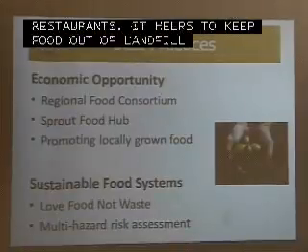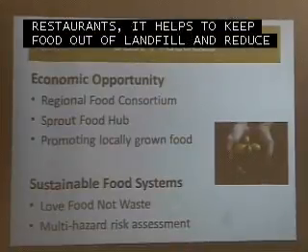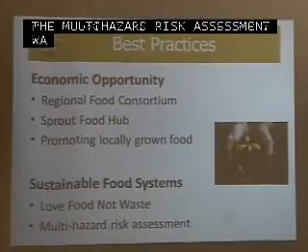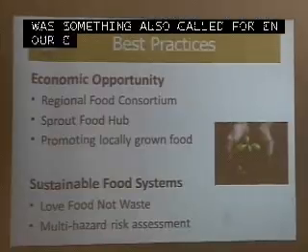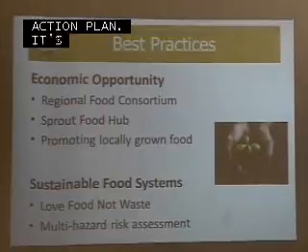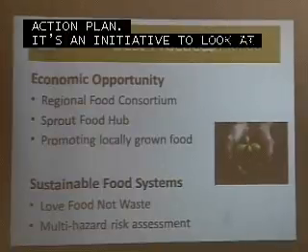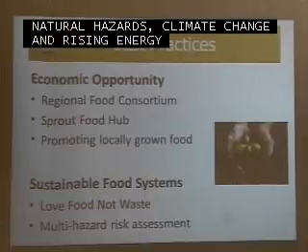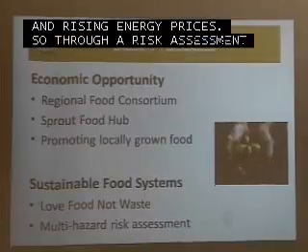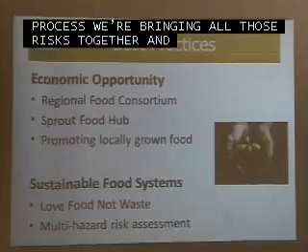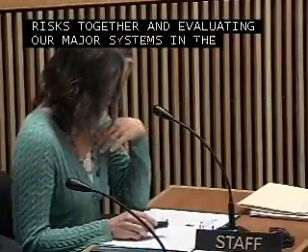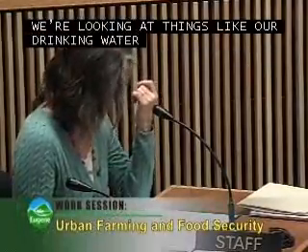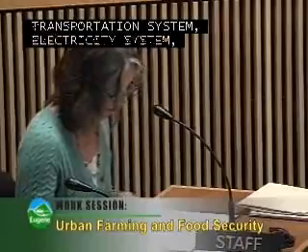The other initiative that I want to mention to you is this multi-hazard risk assessment. This is something that was also called for in our Community Climate and Energy Action Plan. It's an initiative that's currently underway to look at a combined set of risks, including natural hazards, climate change, and rising energy prices. So through a risk assessment process, we're bringing all those risks together and evaluating our major systems in the community for vulnerabilities to those risks. So we're looking at things like our drinking water system, our transportation system, our electricity system, and yes, the food system will also be part of that assessment.